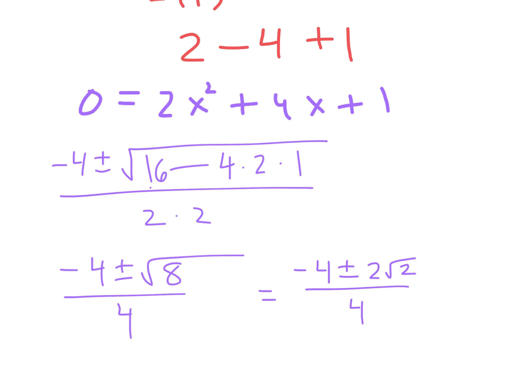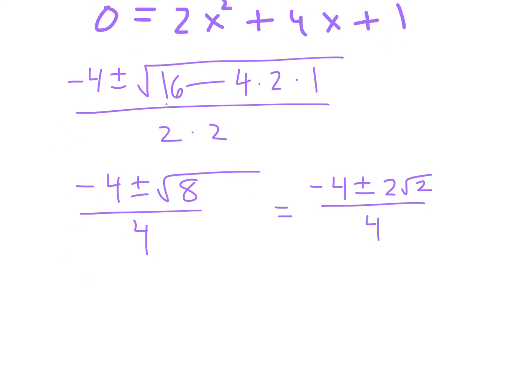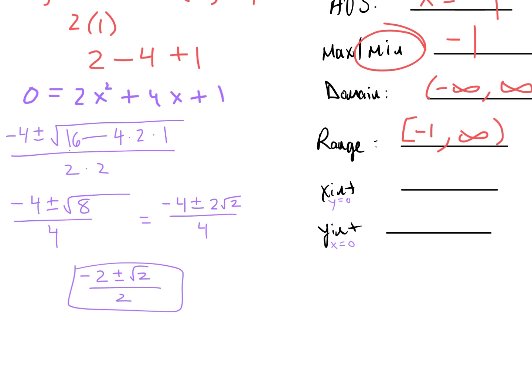And then, do we have any number that goes into 4 and 2? Can we simplify this anymore? What are they all divisible by? 2. So we can divide everything here by 2. So -2 plus or minus the square root of 2 over 2. So this is our x-intercept. That was when y is equal to 0. So we have -2 plus or minus square root of 2 over 2, comma 0.